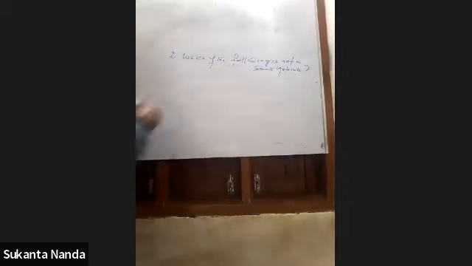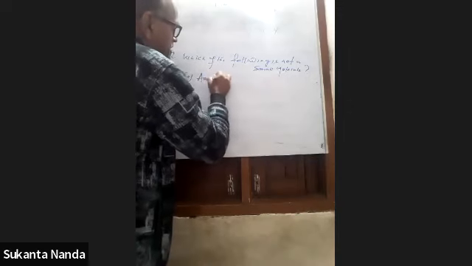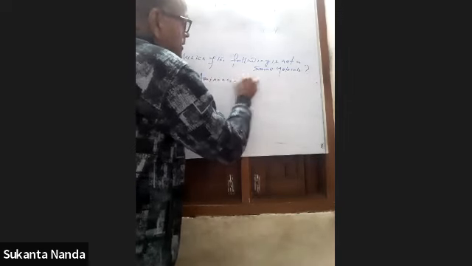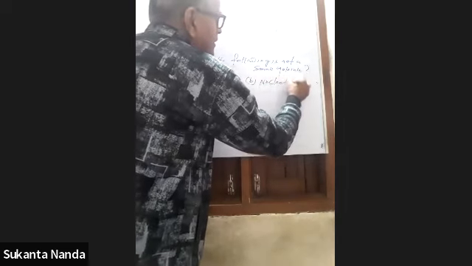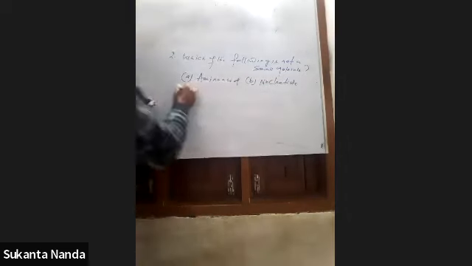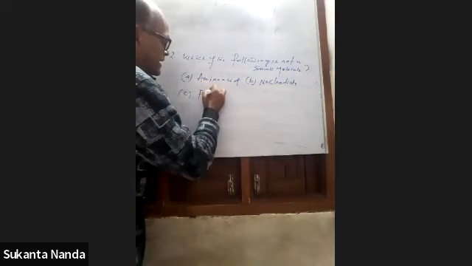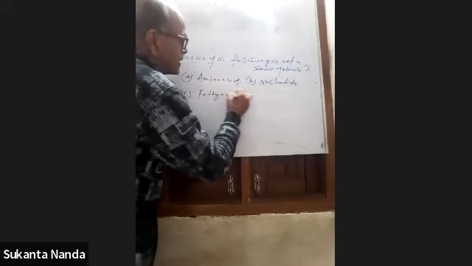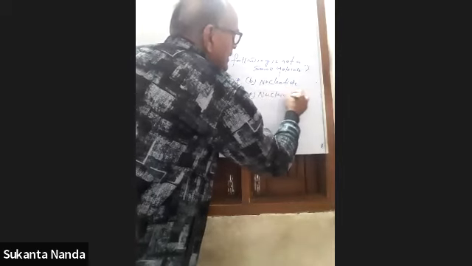So don't mind. The options are: A for amino acid, B for nucleotide, C for fatty acid, and D for nucleic acid.